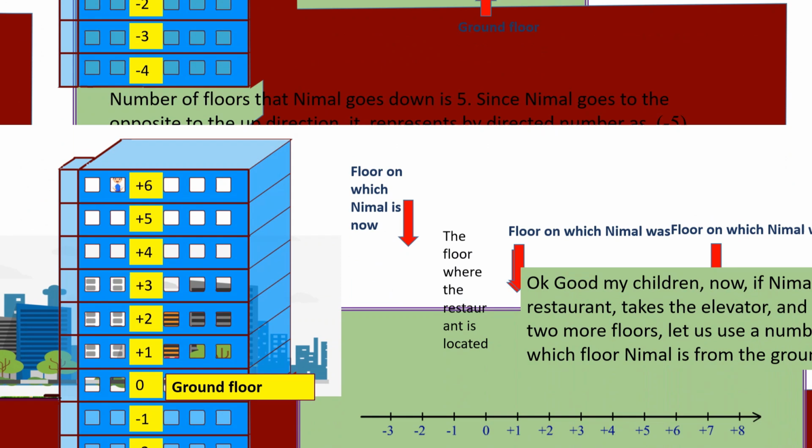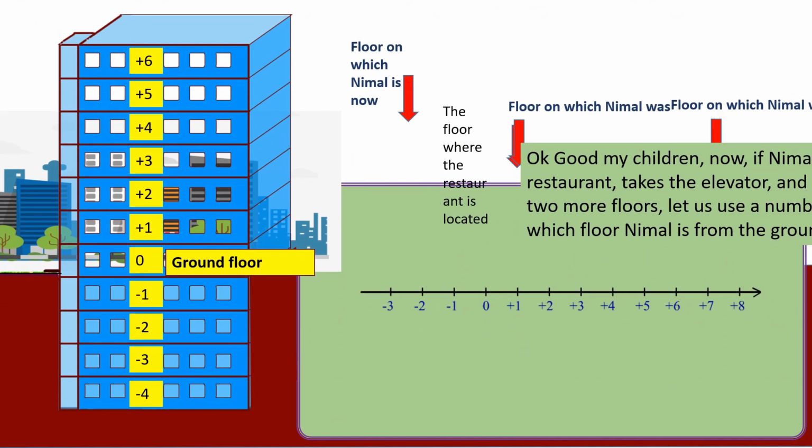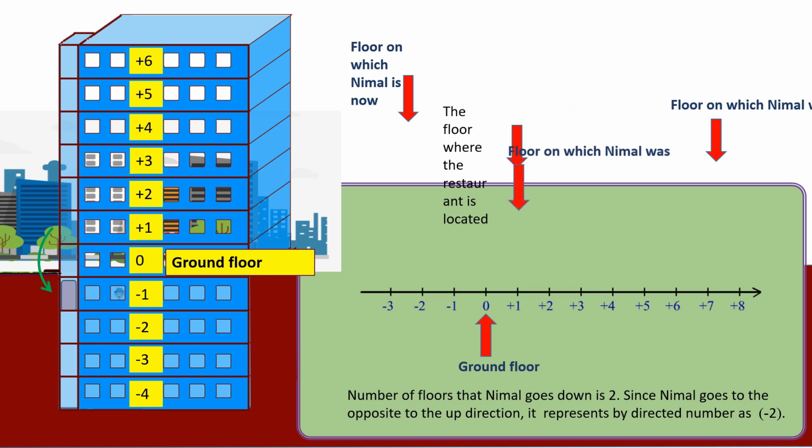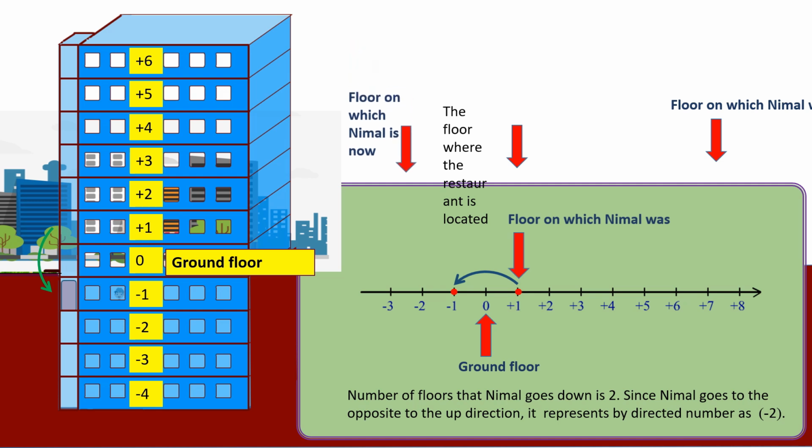Okay, my good children. Now, if Nimal leaves the restaurant, takes the elevator and comes down 2 more floors, let's use a number line to find on which floor Nimal is from the ground floor. Let us now draw a number line in this way and mark the number of indicators related to the floor where the restaurant is located. Then, as we come 2 floors down on the number line like this, let's go 2 units towards the left, that is the negative direction, and mark on -1. Accordingly, it becomes clear to my dear children that the floor where Nimal is now is the first underground floor named as -1.